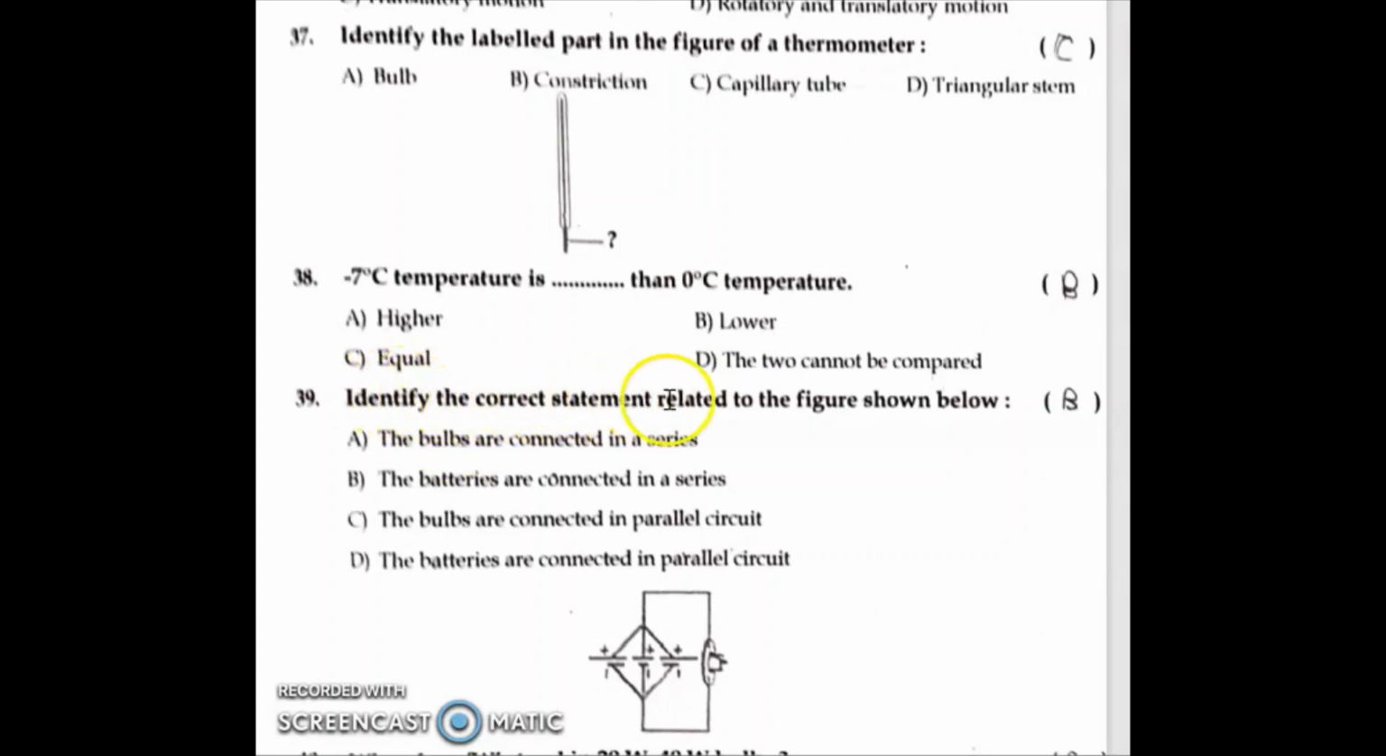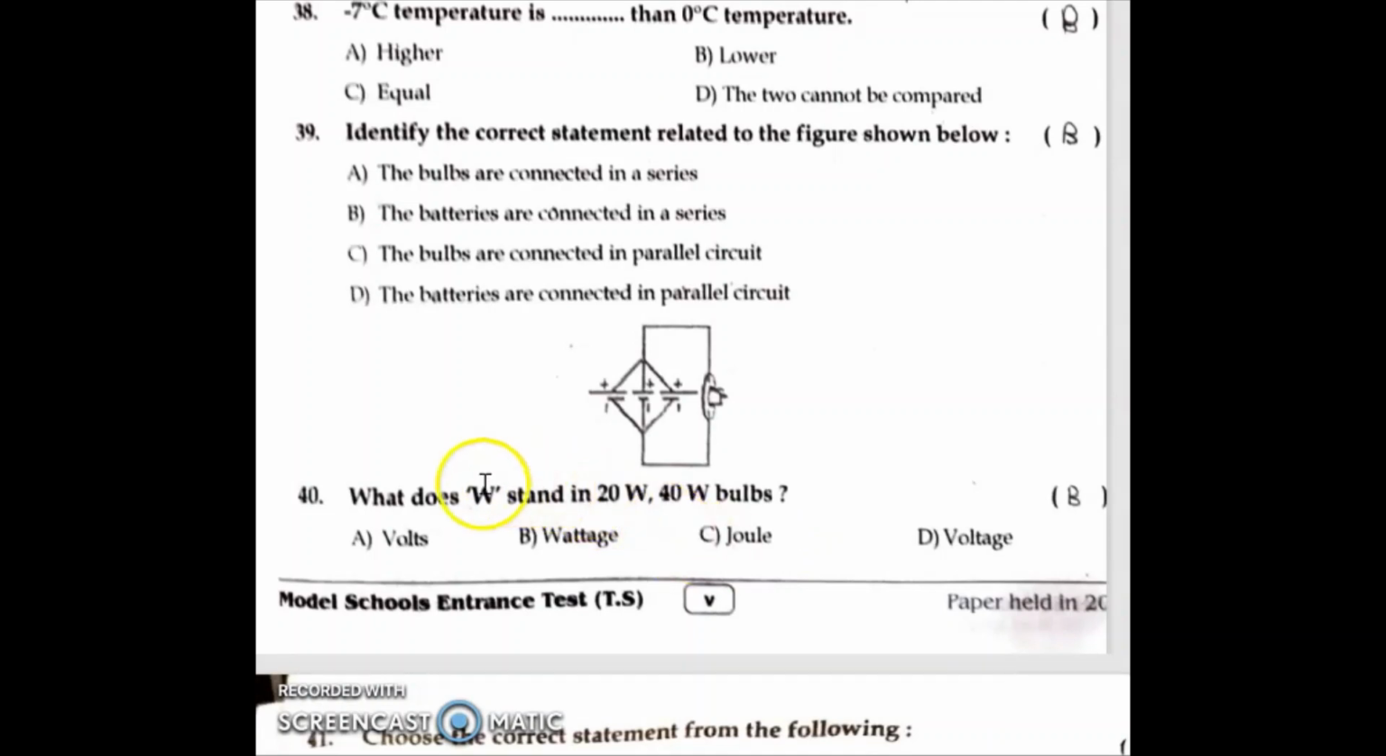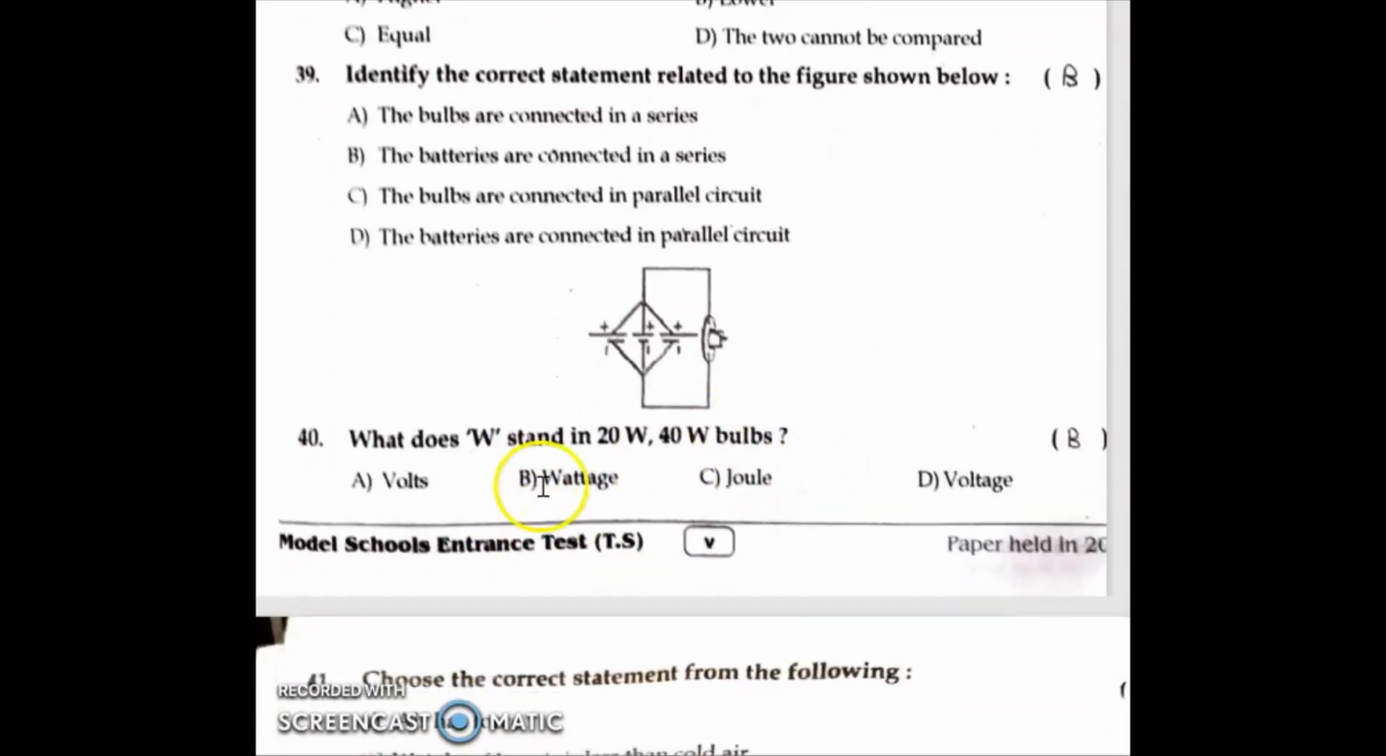Identify the correct statement related to the figure shown below. Here it is D, the batteries are connected in parallel circuit. What does W stand for in 20W and 40W bulbs? B, wattage.